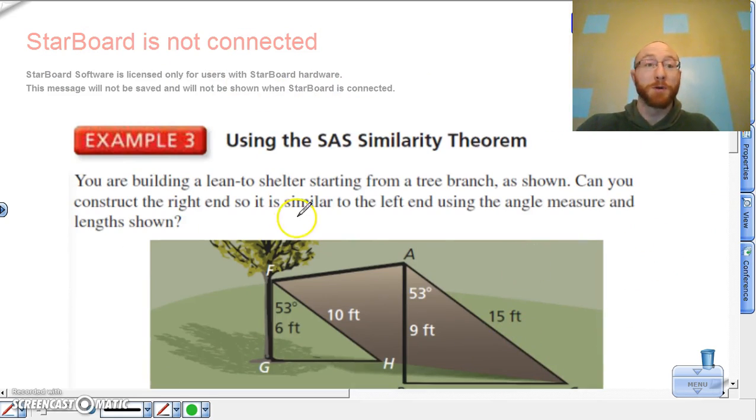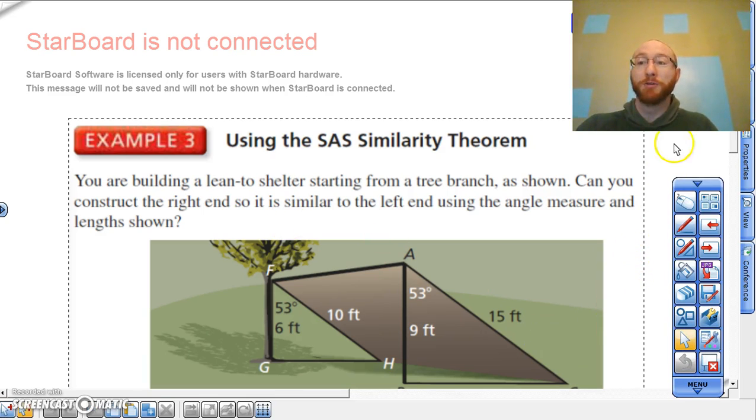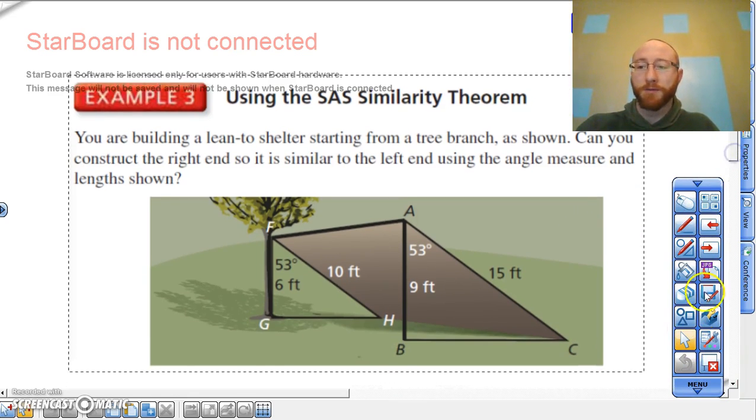So here's a kind of bizarre situation where someone's building a lean-to shelter, and they want to make sure that the triangles are similar. I don't know, I don't think this is part of any survival manuals, but we'll take it for what it is. Point is, are these similar?